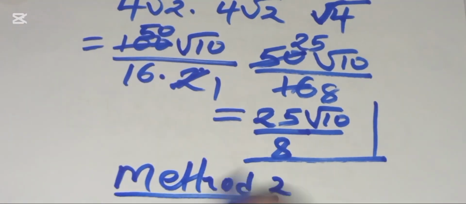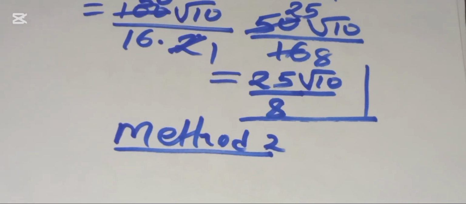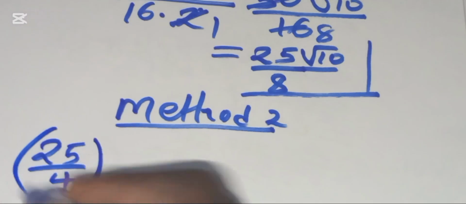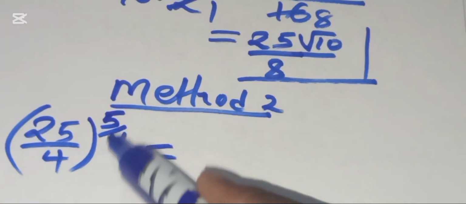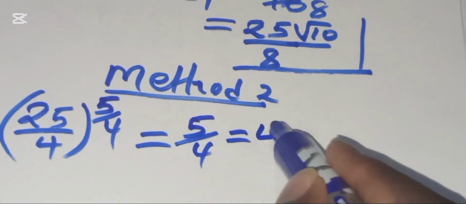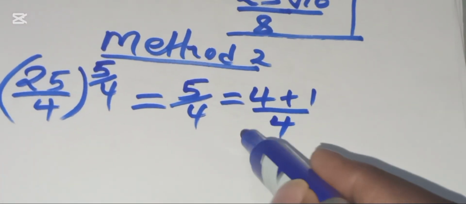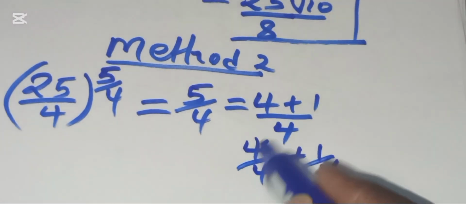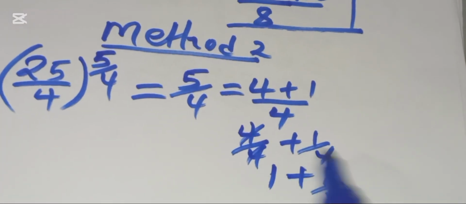Method 2 of this. From what we have, we find that we have 25 divided by 4 raised to power 5 over 4. Now, the power 5 over 4 can be expressed as 4 plus 1 divided by 4. Alright? Now this is the same thing as 4 divided by 4 plus 1 over 4, which is the same thing as 1 plus a quarter. Okay? Now let's substitute this.